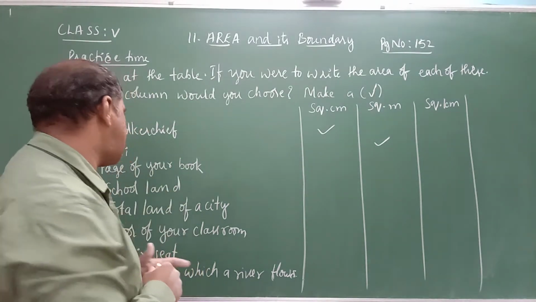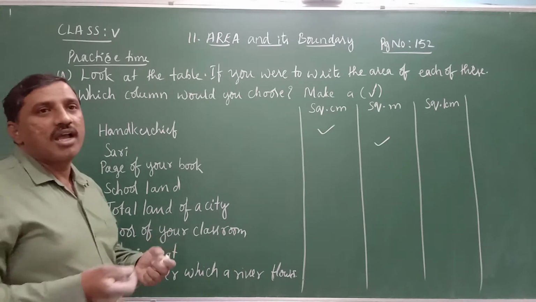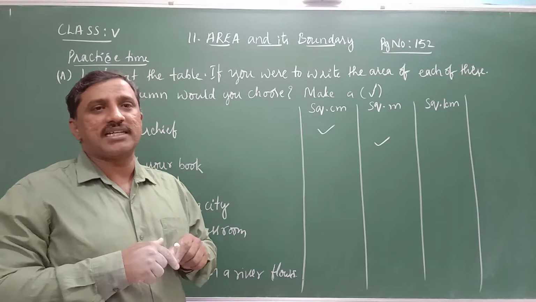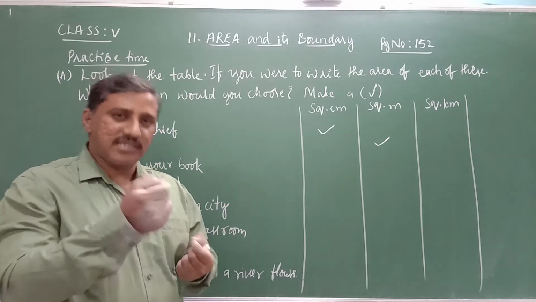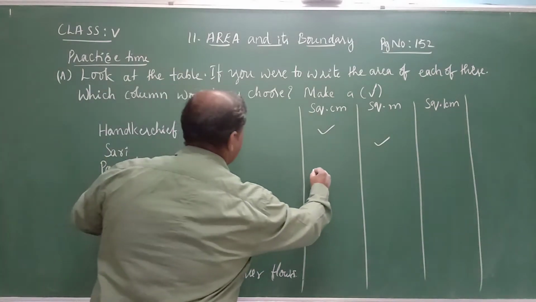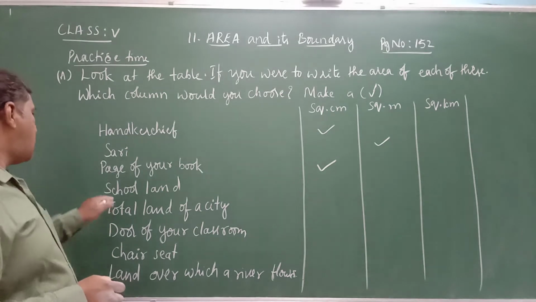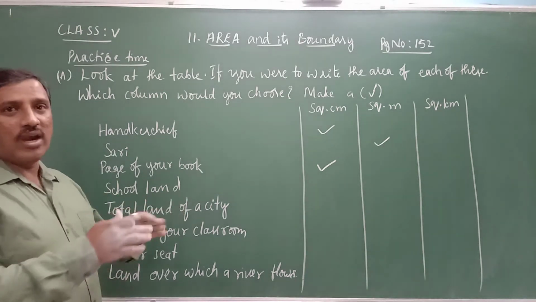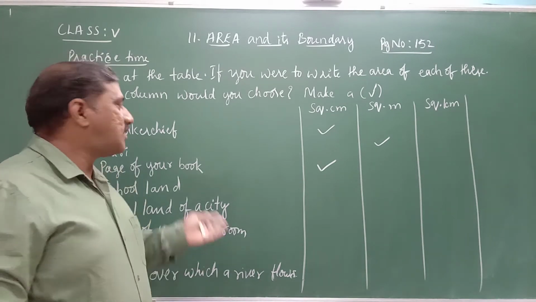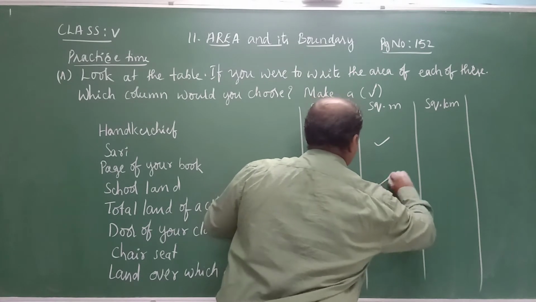Next, page of your book. Look at the page of your notebook or textbook; it is in a rectangular shape and measured in centimeters. So the area is measured in square centimeters. Similarly, school land. School land is very big. It is measured in meters, so the school land will be measured in square meters.